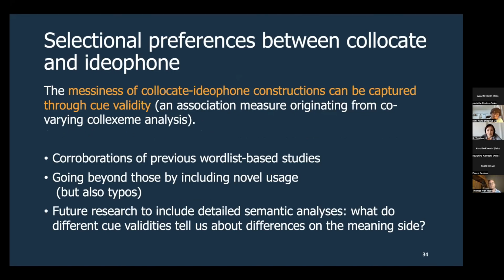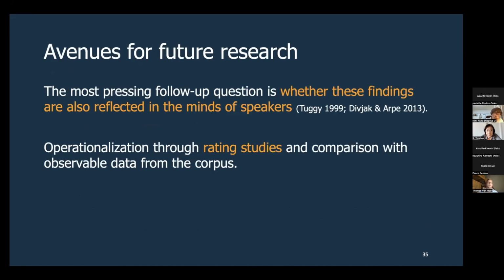And I like that it really corroborates the previous word list studies, but it really goes beyond that as well. It opens up a whole new field of looking at data. So I'm happy for the future. Also, for future research, the most pressing question that I need to answer is whether these findings from the corpus are also reflected in the minds of speakers. What I've been doing afterwards is a bunch of rating studies, with decontextualized items, to see if people get the same kind of structures there, and also if this is comparable, but that's still in the works.